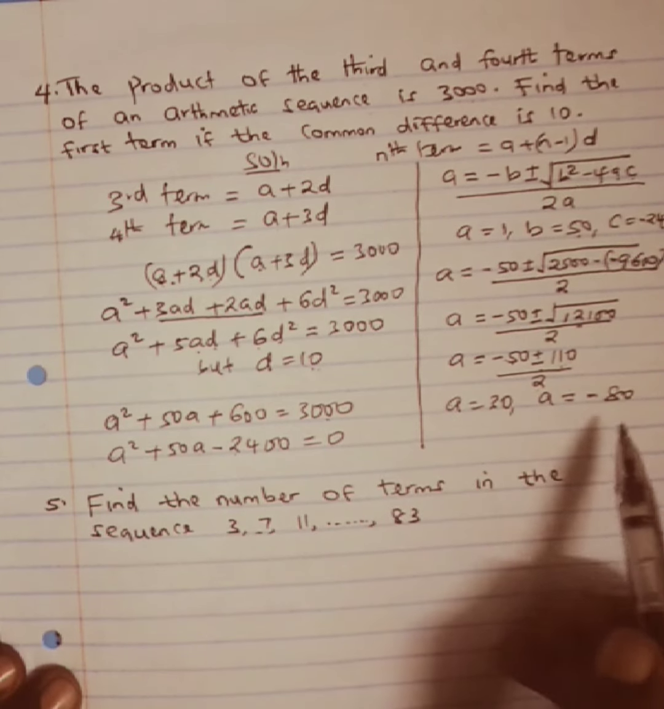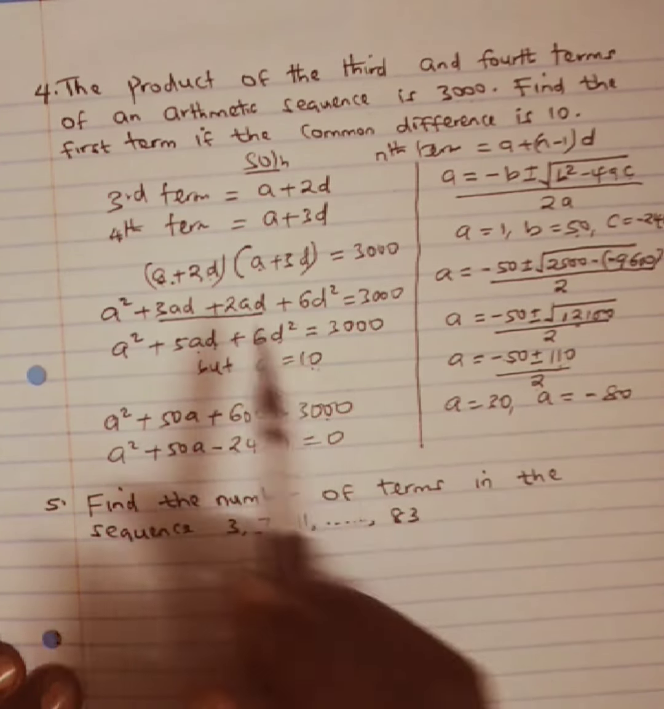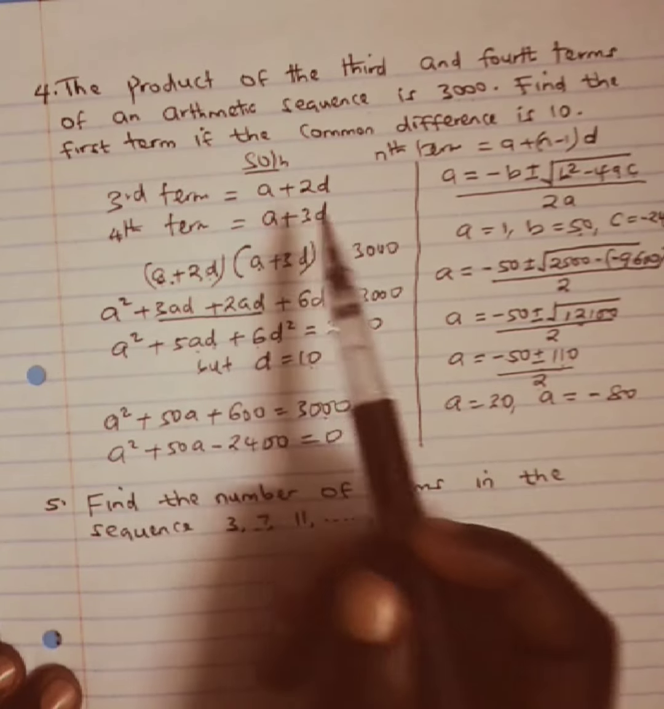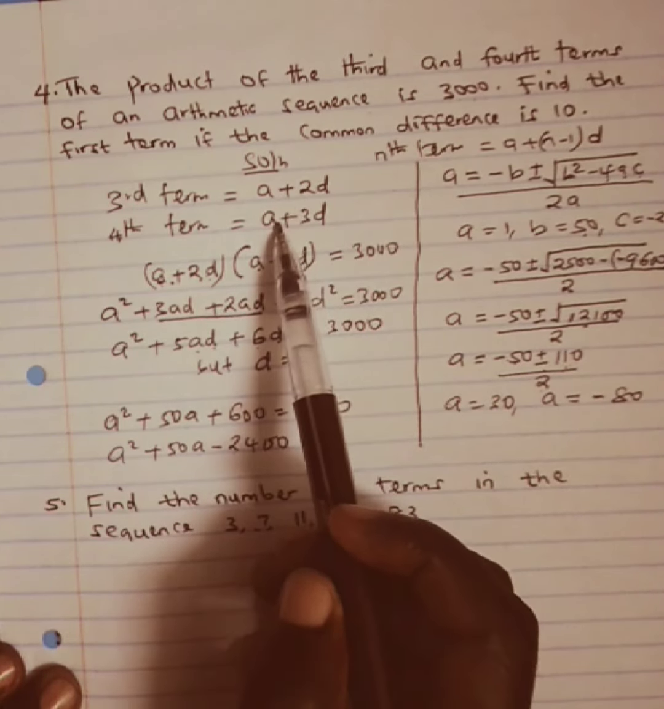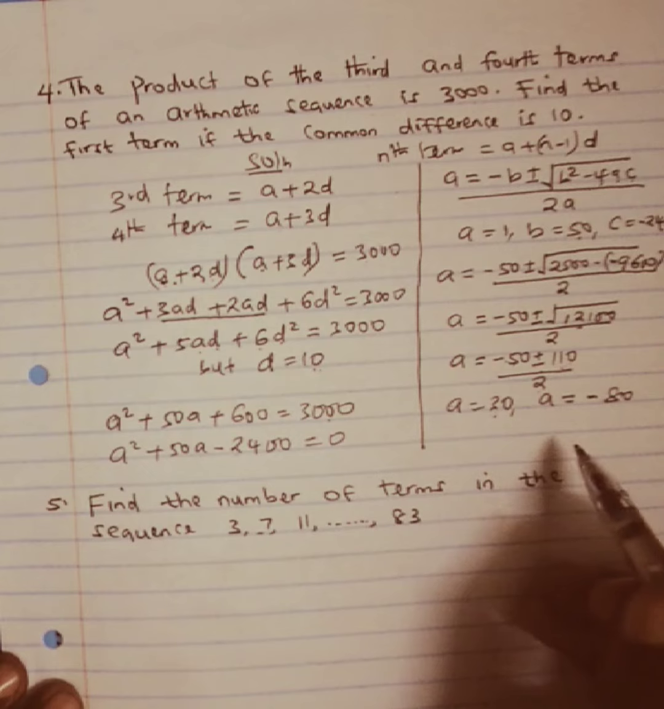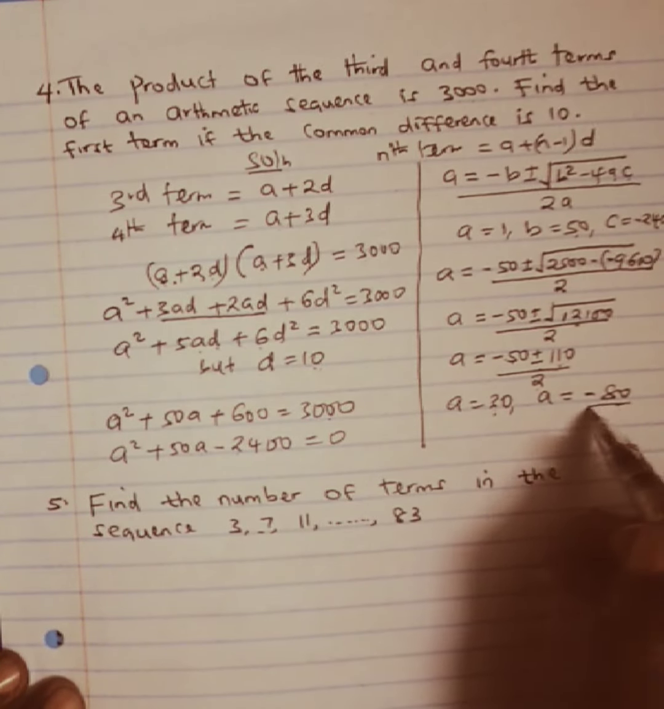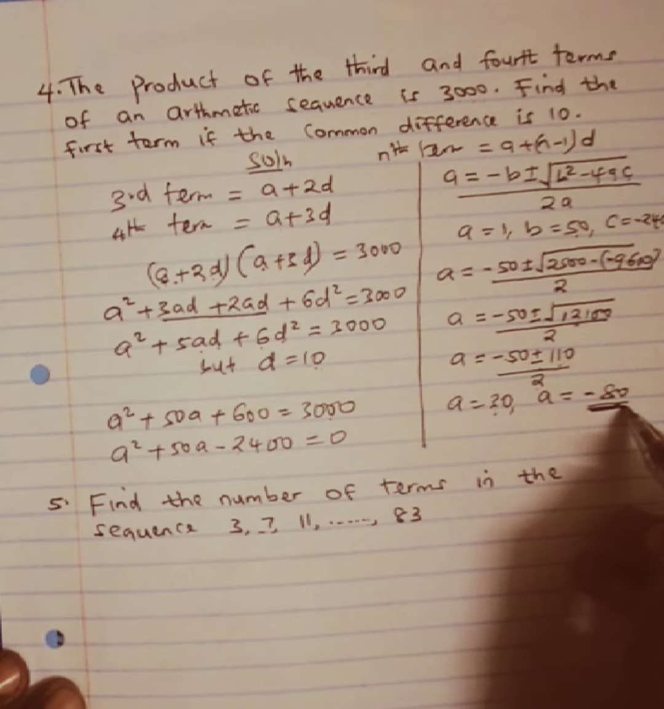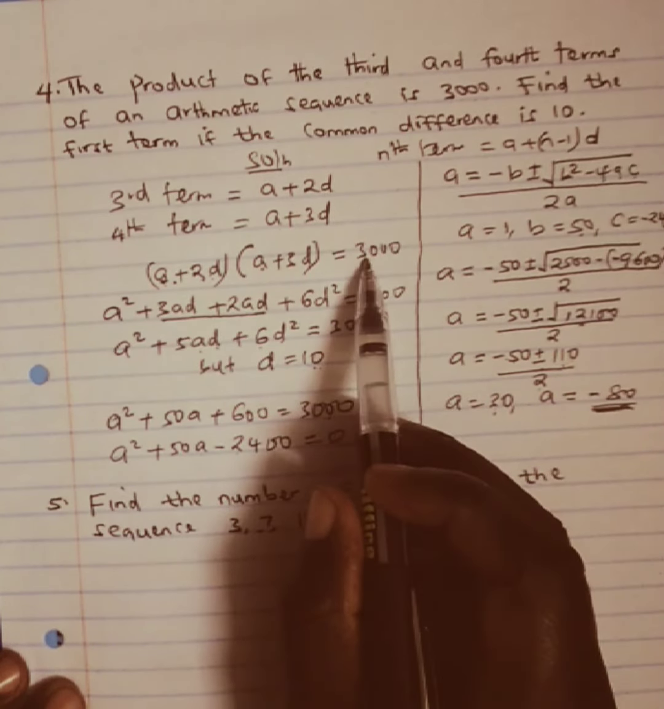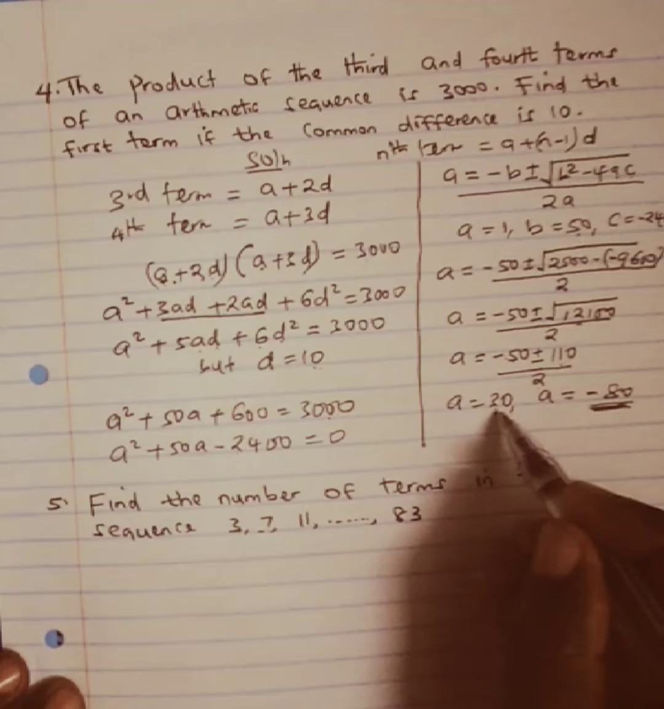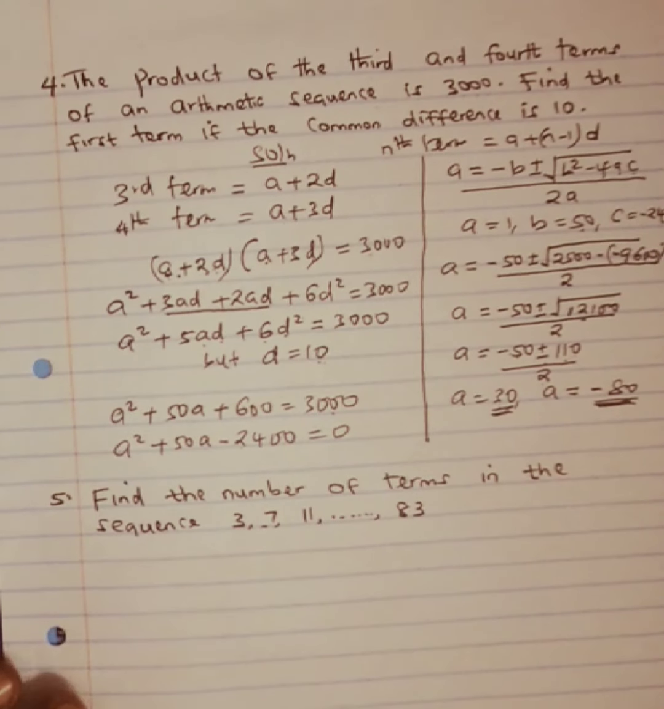Then of course now you can substitute them back into this and find out what the product of the two is going to give you. So in this case, we can ignore negative 80 because if you substitute it back it cannot give you a product of 3000, and therefore our first term is going to be equal to 30.